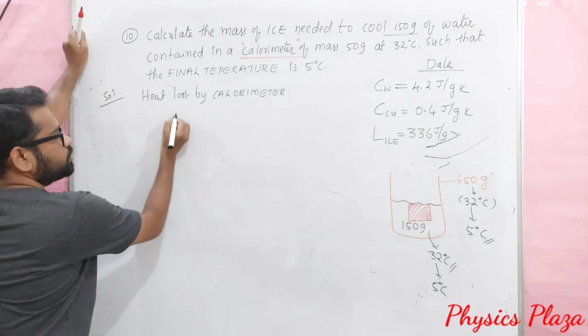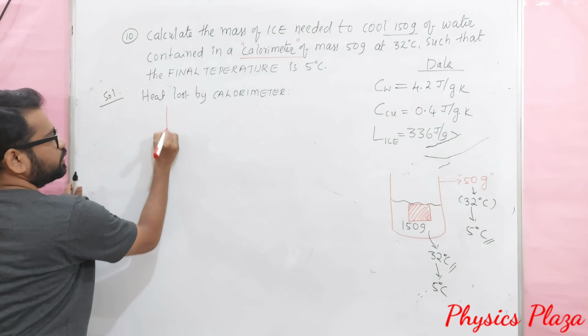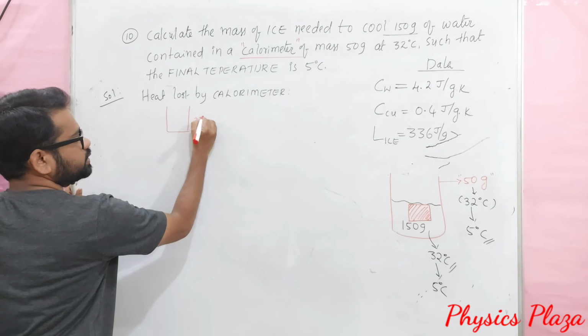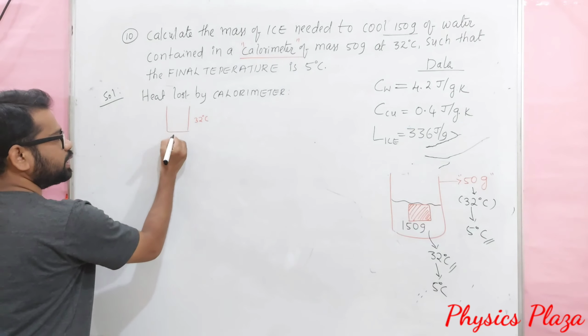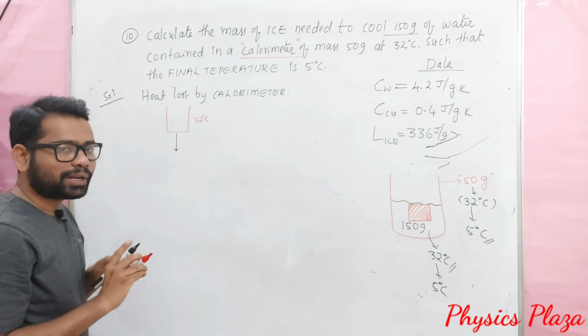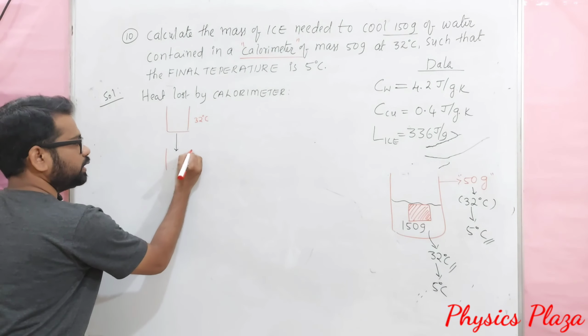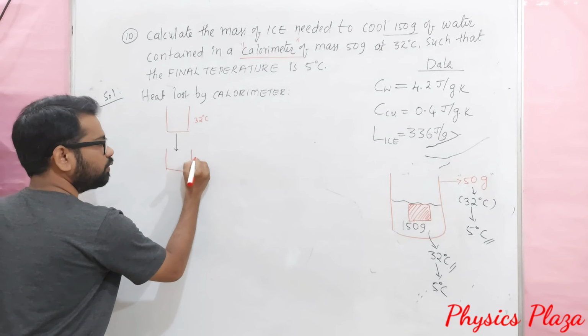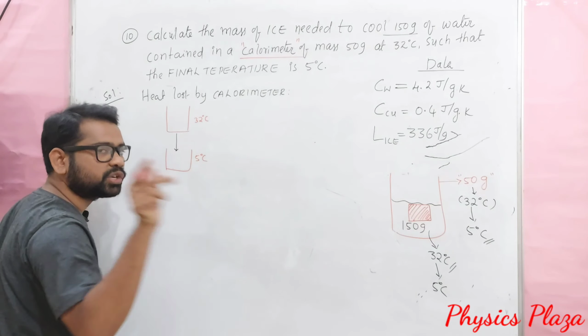So look at here. Here is the calorimeter. Initially its temperature is 32 degrees Celsius. So what is happening? The copper vessel won't melt, right? So it is not that. Initially its temperature is 32 degrees Celsius, and now it is becoming 5 degrees Celsius just because of the addition of ice.